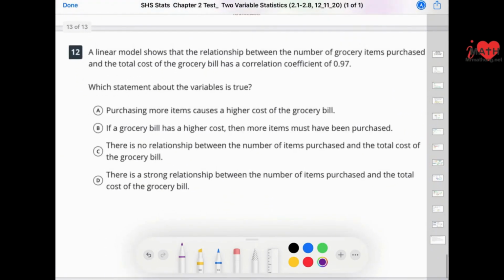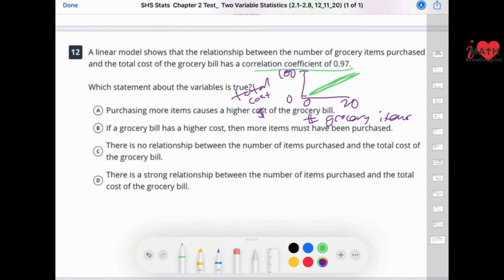Okay, number 12, I think the last one. A linear model shows the relationship between the number of grocery items purchased, 0 to 20, and the total cost, $0 to $100, and has a correlation coefficient of 0.97. So it's got to be strong, right?